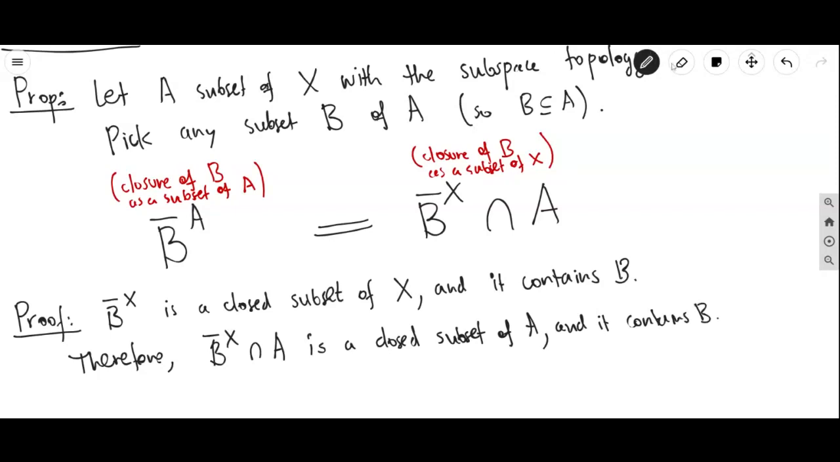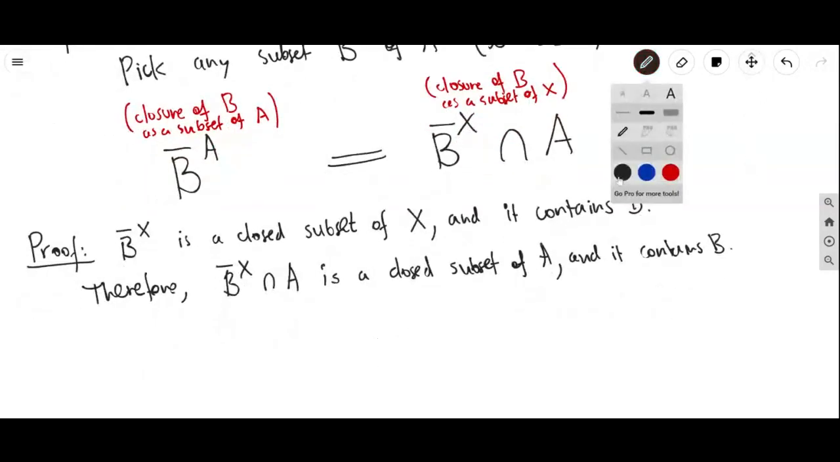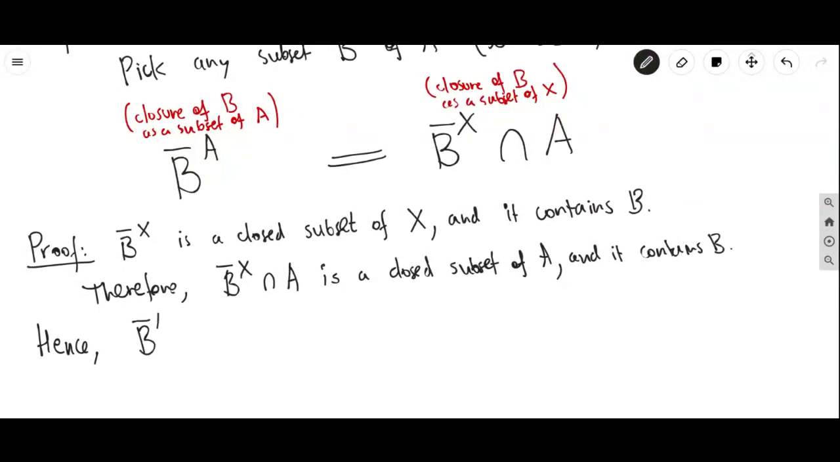Why is that? Well, this is the earlier proposition: whatever that is, that's a closed subset of X. So if you take a closed subset of X and you intersect it with A, our earlier proposition says whatever you're left with is a closed subset of A. But furthermore, we know that B itself is contained in A, right? This thing contains B, and A contains B, so this intersection contains B. So this is a closed subset of A, and it contains B. So therefore, the closure of B in A is contained in this.